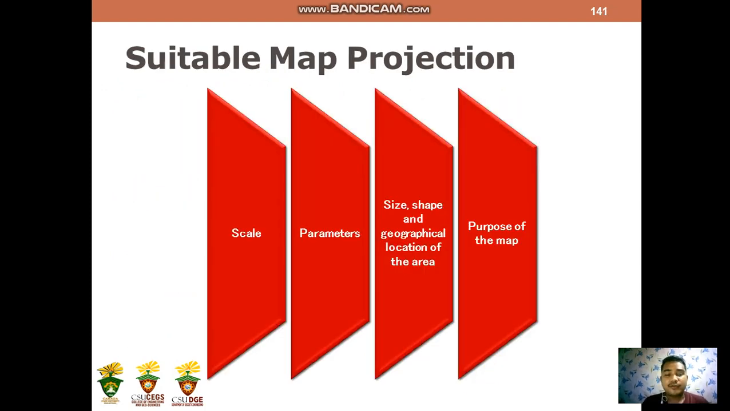And we have also the suitable map projection. These are the things you should consider. First is the scale. What scale do you want your map to be? Is it large scale or small scale? These are the parameters, as we proved earlier, depending on what you want to preserve.